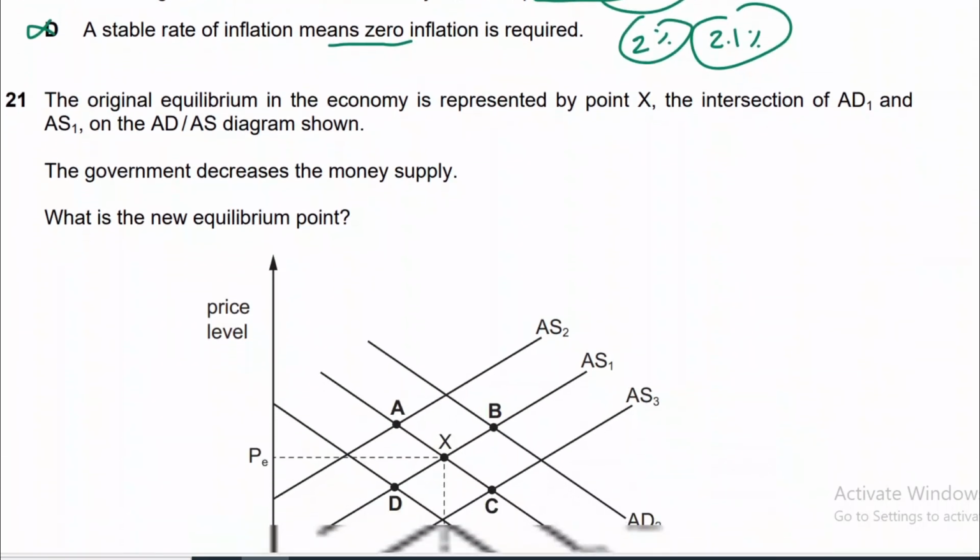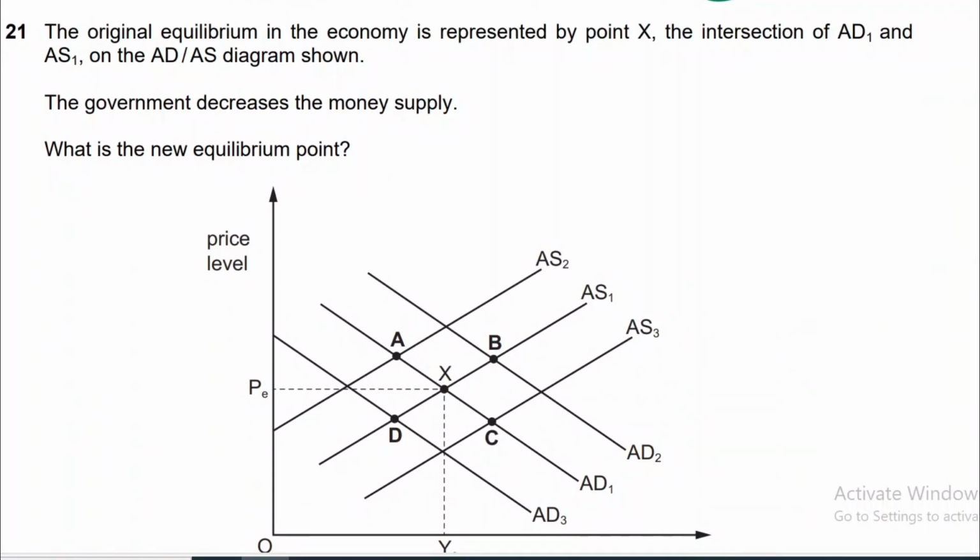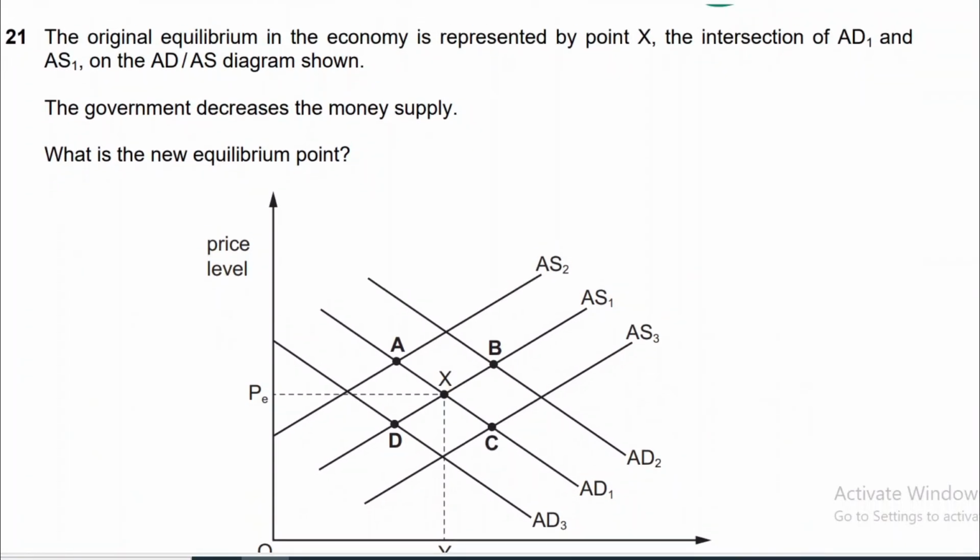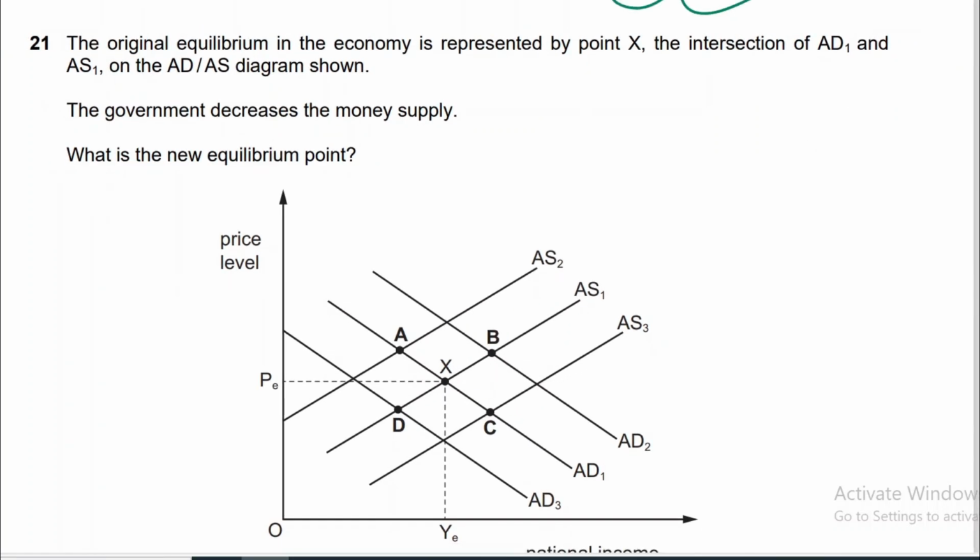Zero inflation means there will be no rise in the price level, right? If initially the price level was $10 for a certain product, then it must remain the same. Zero inflation means there is no change in price level. So this statement is incorrect. Question number 21.